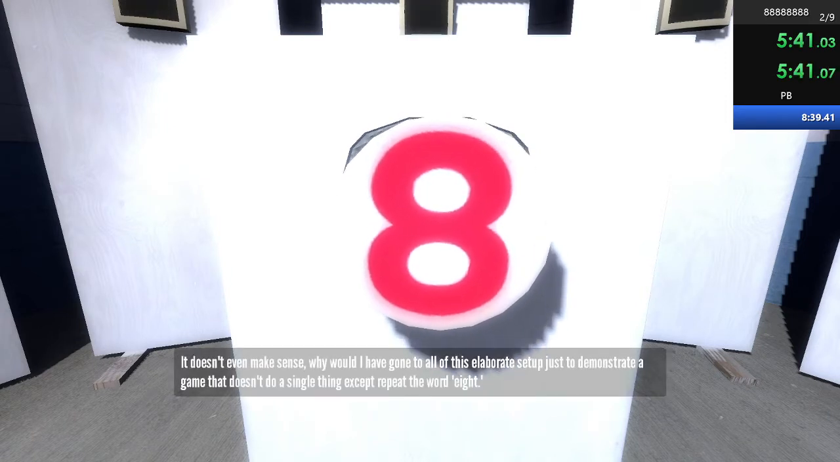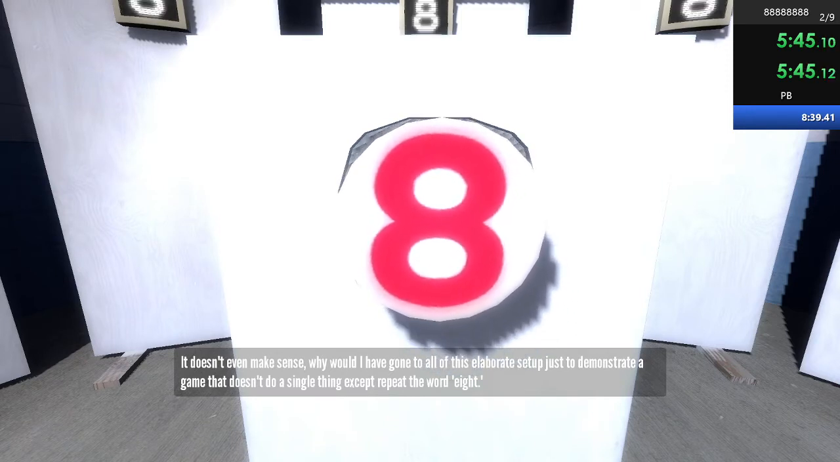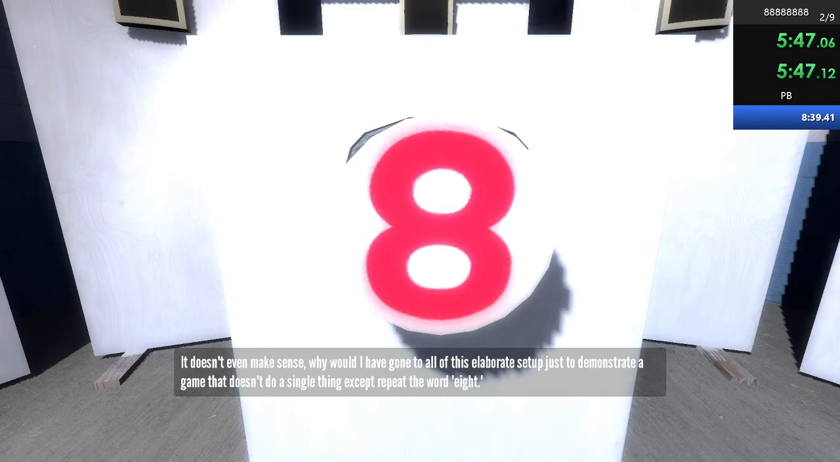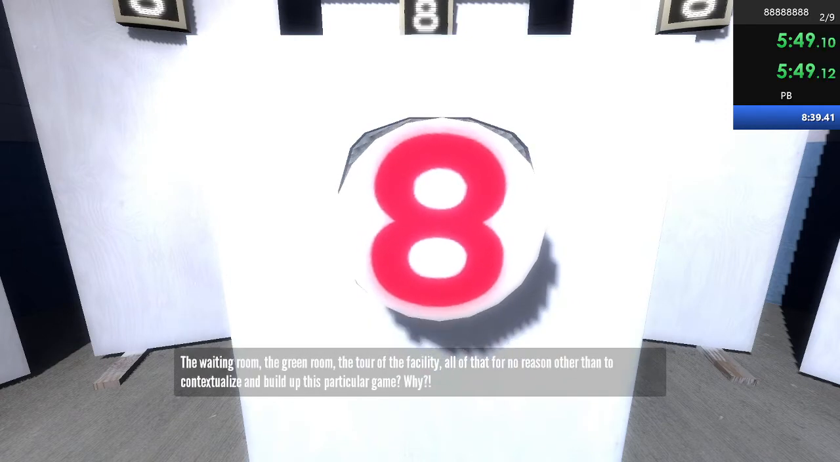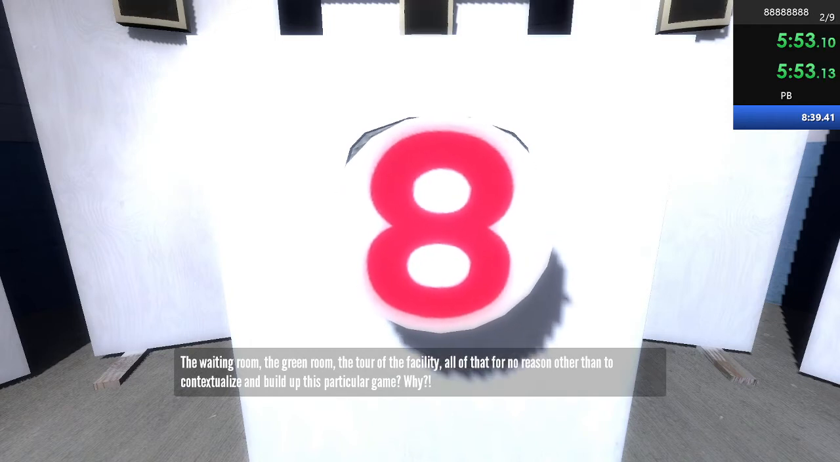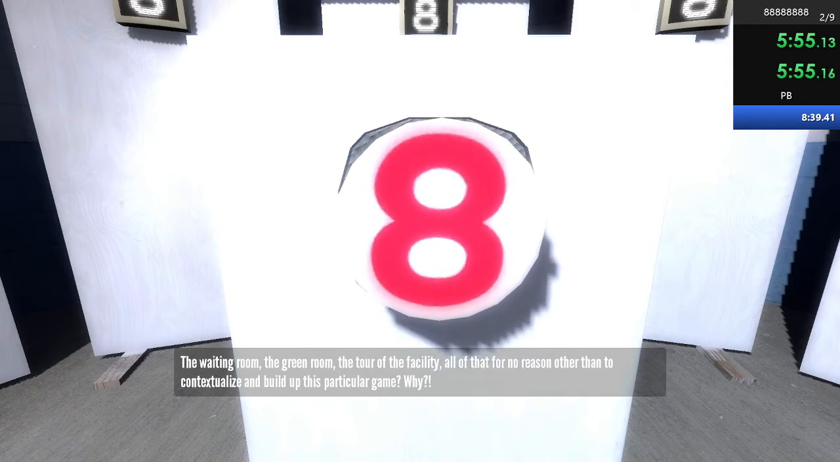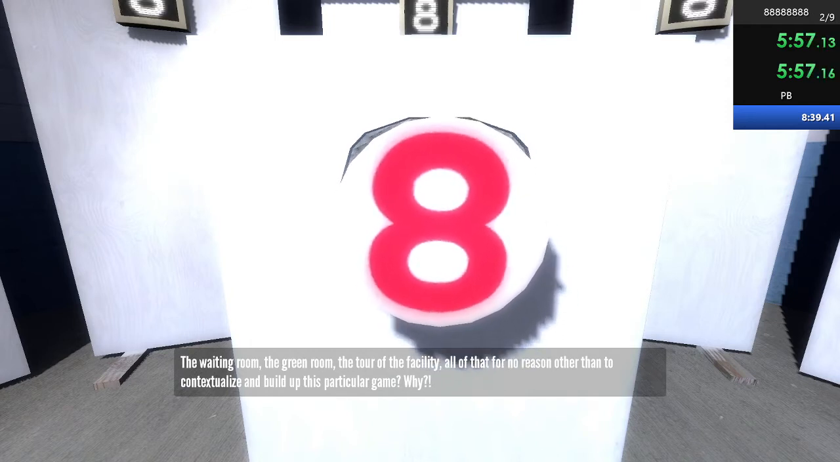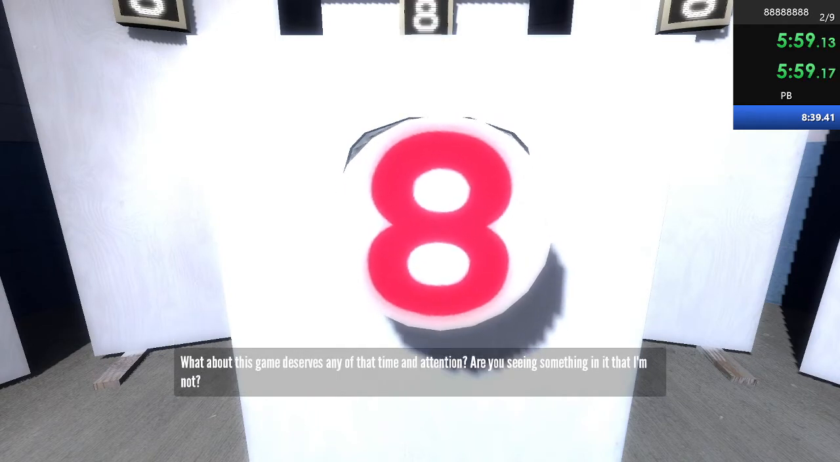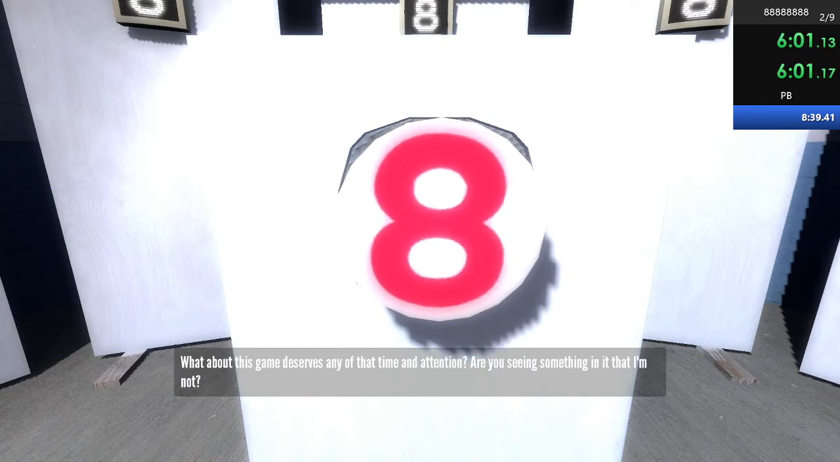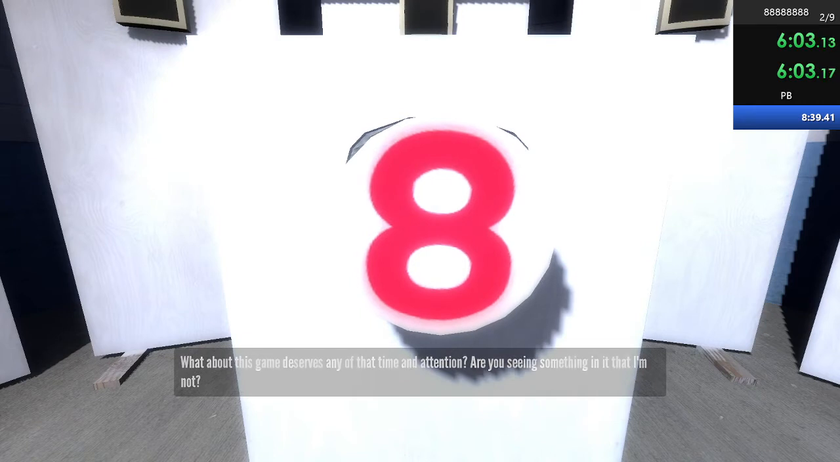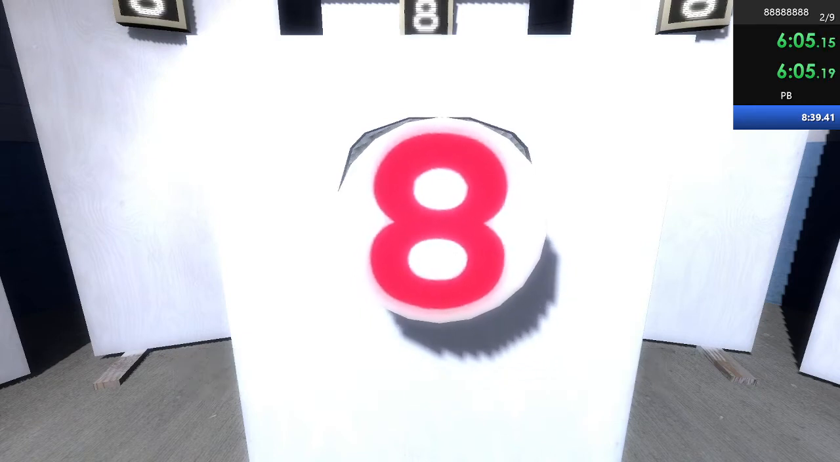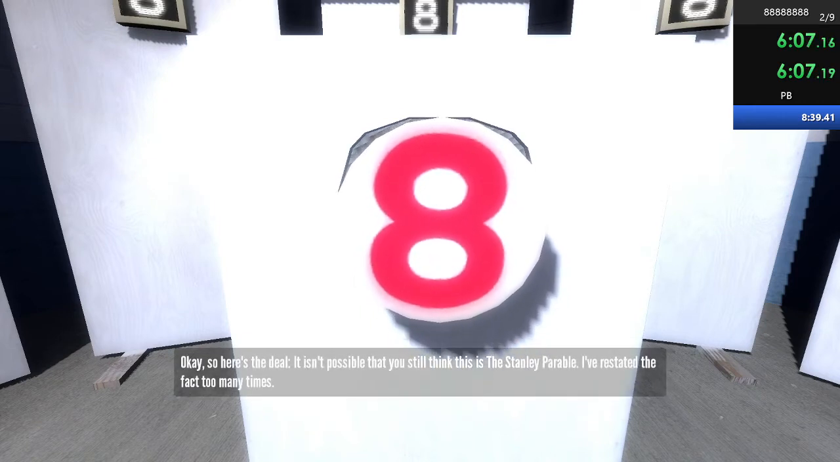Why would I have gone to all of this elaborate setup just to demonstrate a game that doesn't do a single thing except repeat the word 8? The waiting room, the green room, the tour of the facility, all of that for no reason other than to contextualize and build up this particular game. Why? What about this game deserves any of that time and attention? Are you seeing something in it that I'm not?